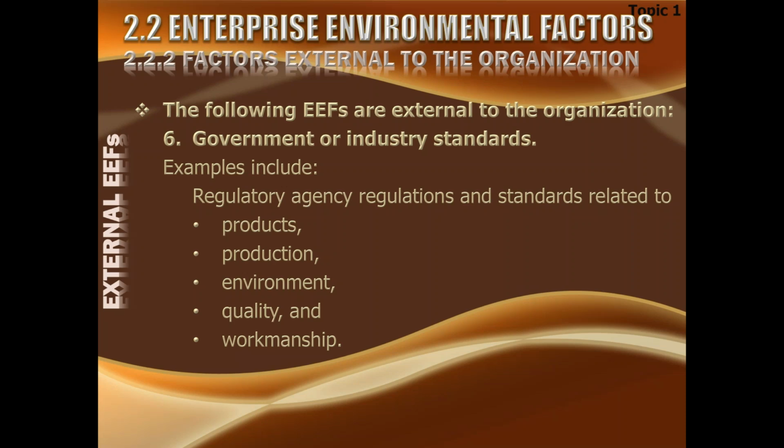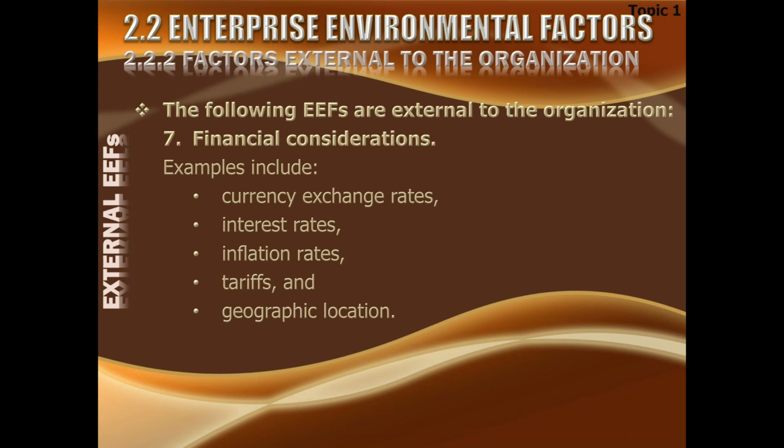Production, environment, quality, and workmanship. These are all various regulatory agency regulations and standards. The seventh is the financial consideration. This is what you mentioned earlier about financial closure.